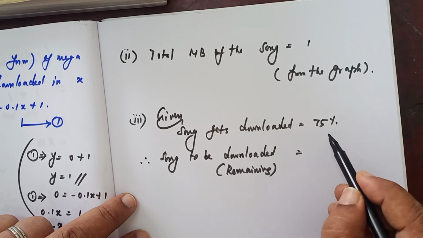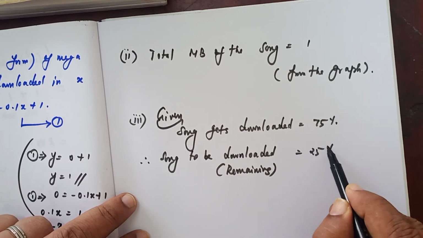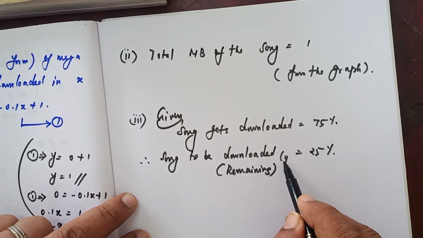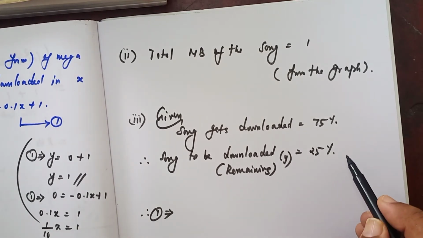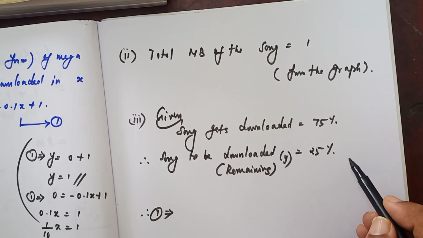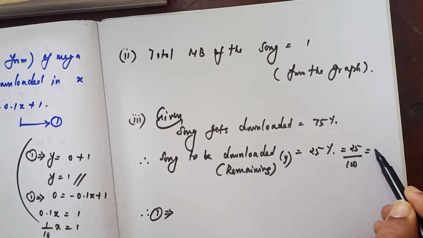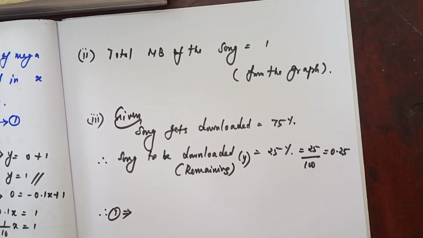Okay. So out of 100%, 75% gone means, what about the remaining? That is 25%. 100 minus 75, that is 25%. This is the value of y. So equation number 1 implies replace y by 25. The question itself gives the percent y in decimal form. So decimal form, 25 divided by 100, that is equal to 0.25. You have to consider y that is equal to 0.25.